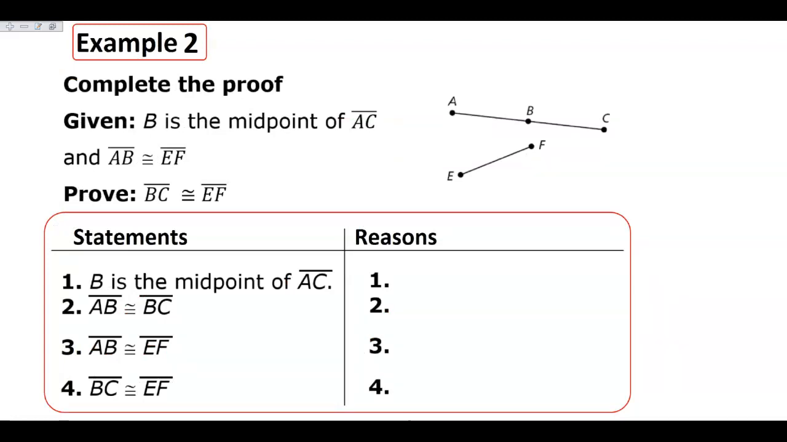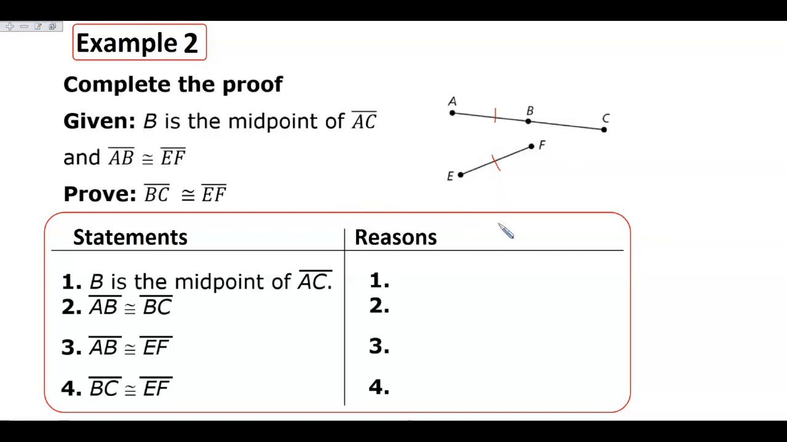Example 2. I am given that B is the midpoint of segment AC. I'm given AB is congruent to EF. So I'm going to mark that on my picture. I want to prove that BC is congruent to EF.